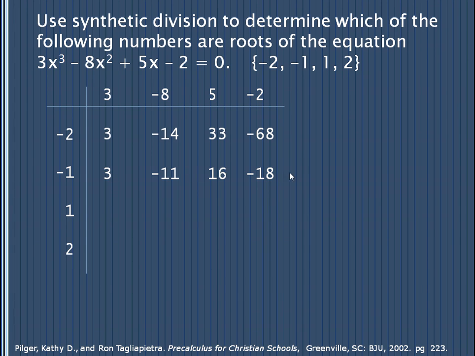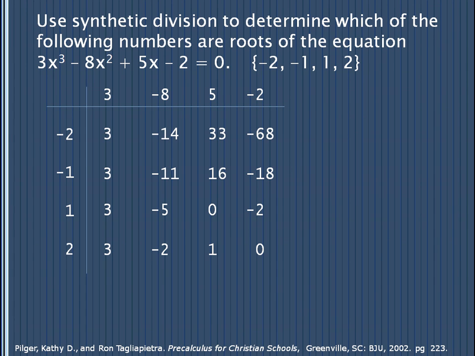Bring down, multiply, add, and multiply and add. Get a remainder of negative 2. Getting closer to 0, still not there, so I assume that we'll probably get a 0 here. Bring down the 3, multiply and add, and we do get a 0. So therefore, 2 is a root of the equation.